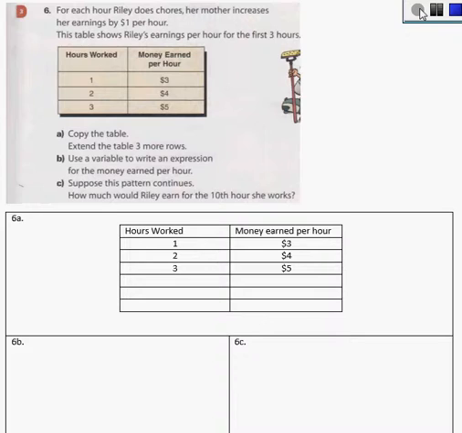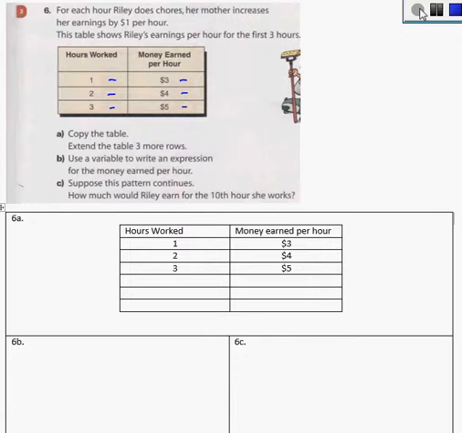So we can see that for the first hour she earned $3. For the second hour she earned $4. For the third hour she earned $5. Remember, her mother is increasing her earnings by $1 per hour. So the more hours she works, the more money she makes per hour.